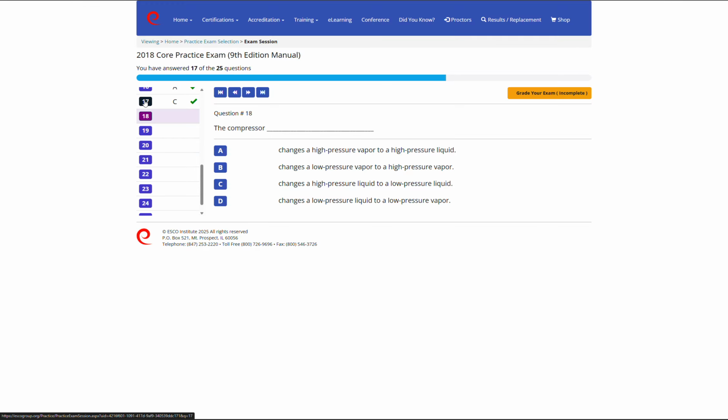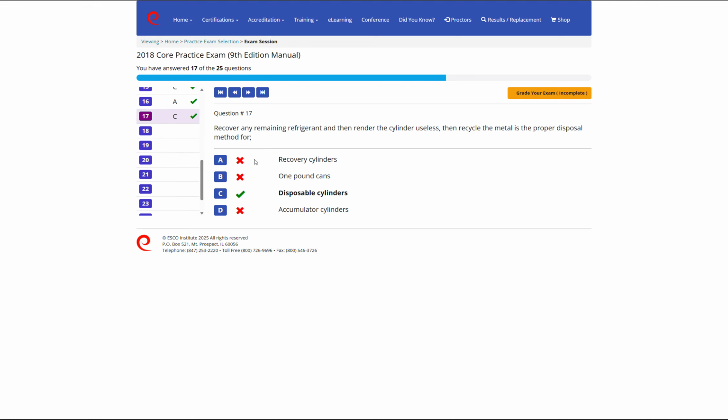Oh, it says that it's not those. It says that it's disposable cylinders. Disposable cylinders. Right. Those are made to be tossed after use. So you suck out any leftover refrigerant, poke holes, or crush them, then recycle the shell. 1 pound cans are basically the same. Sloppy wording, but point is, anything not reusable gets wrecked after recovery. Next. That kind of sucks.